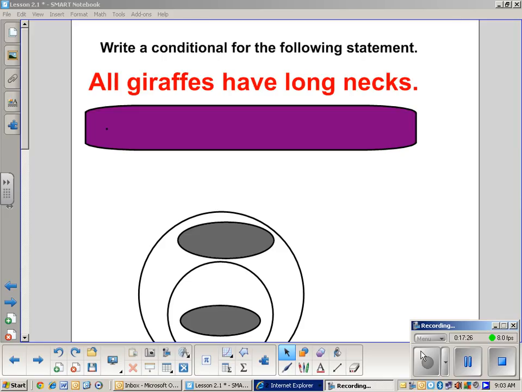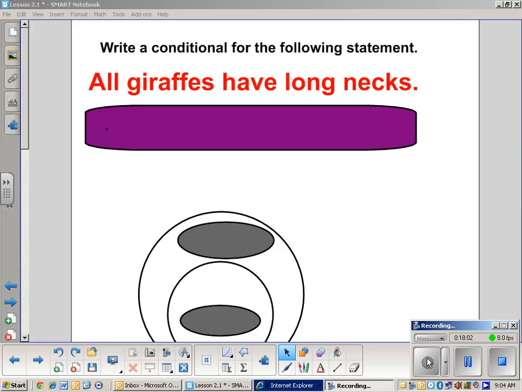Sometimes you are asked to write conditionals from statements that are not in a conditional form. So the statement says all giraffes have long necks. We want to write that as a conditional. If something, then something. The key to this is to determine what has to be true. If we said if an animal has a long neck, then it's a giraffe, that's different than saying if an animal is a giraffe, then it has a long neck.